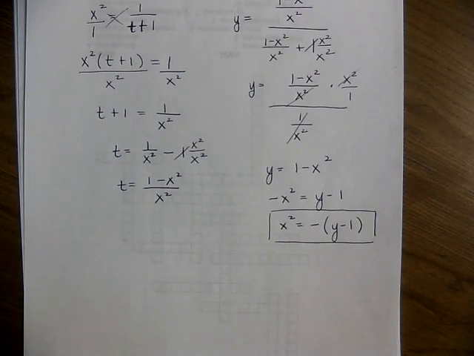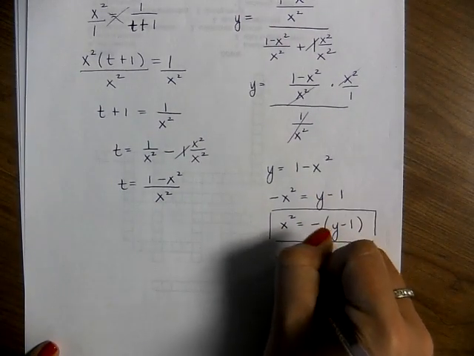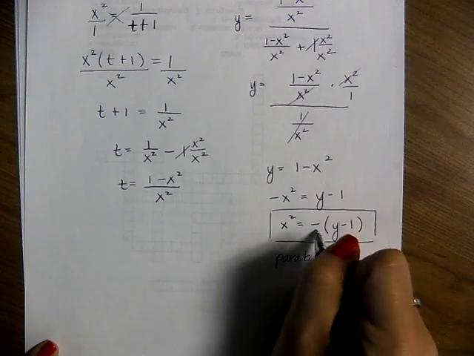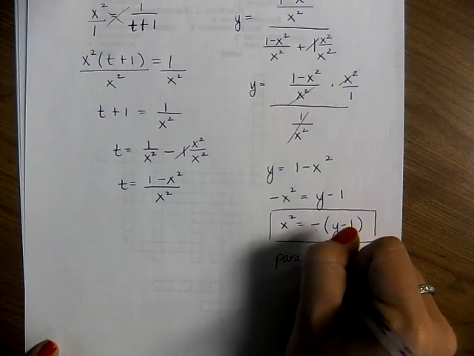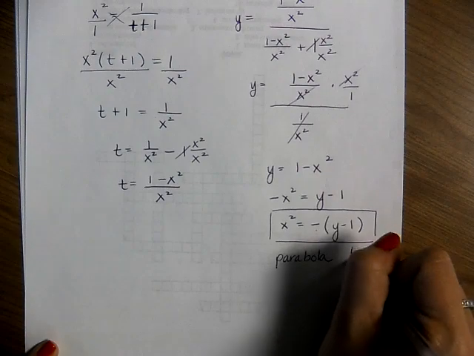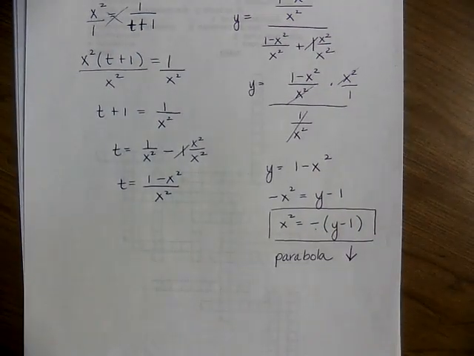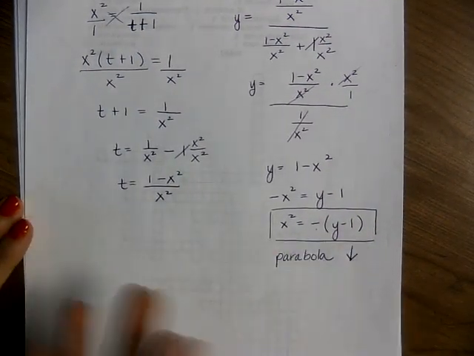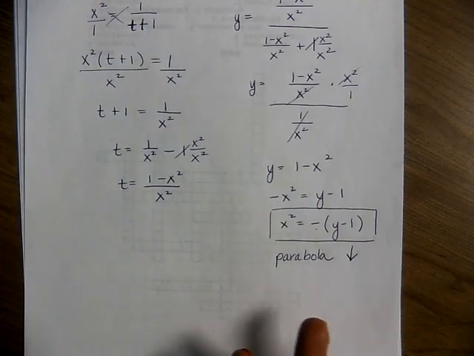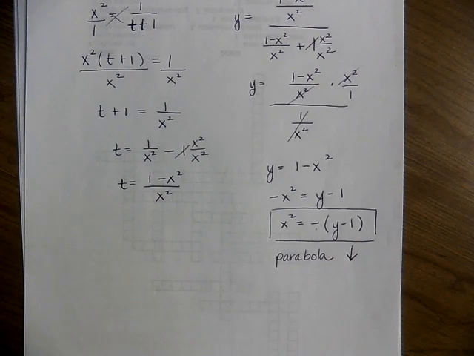If I asked you to identify what this was, could you do it? It's a what? Parabola. Which way does it point? Down, right? Because of the negative 4p there. So this is a parabola pointing downward. Okay? This is a more complicated problem, right? Lots of algebra going on in it. Still the same steps, though. Eliminate the t, solve for t, substitute, and then you're done.